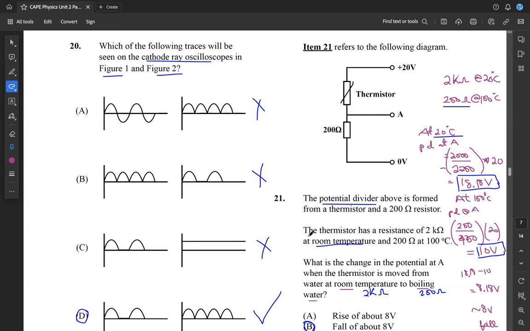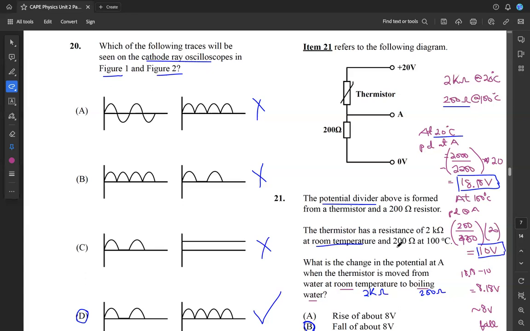And then the thermistor has a resistance of 2 kilo ohms at room temperature and 200 ohms at 100 degrees C. So remember now, a thermistor is a negative temperature coefficient device. That means that whenever the temperature increases, the resistance decreases. So that's what we see here. At room temperature, which is about 20 degrees Celsius, our resistance is 2 kilo ohms or 2000 ohms, right? But once we get up to 100 degrees C, the resistance drops to 200 ohms. So that's just a little bit of revision about the thermistor and how it's a negative temperature coefficient device, okay?